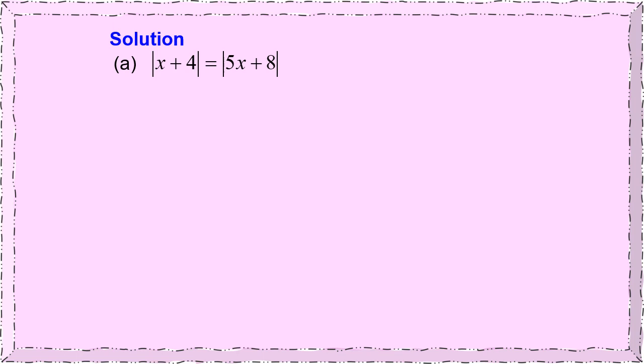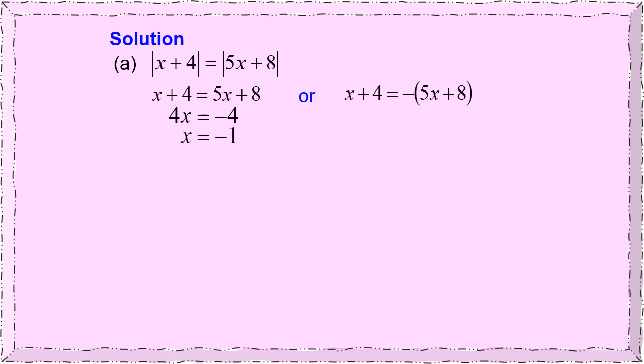So what we will get is, first equation is x plus 4 equal to 5x plus 8, or x plus 4 equal to the negative of 5x plus 8. And then we solve as usual, we get x equal to -1 and x equal to -2. For this one, we try to check by substituting the value of x into the question back.